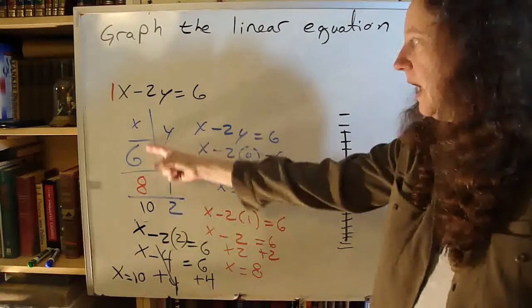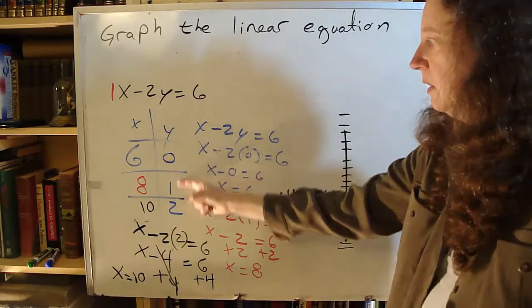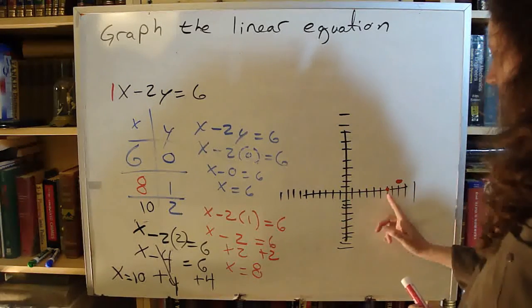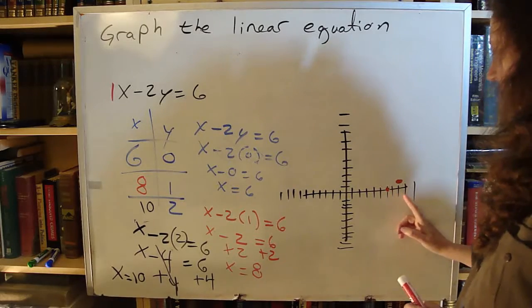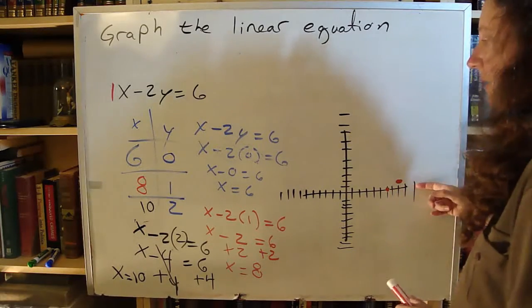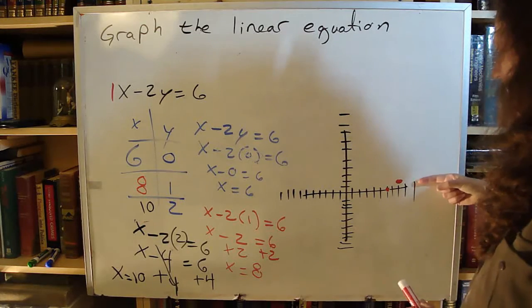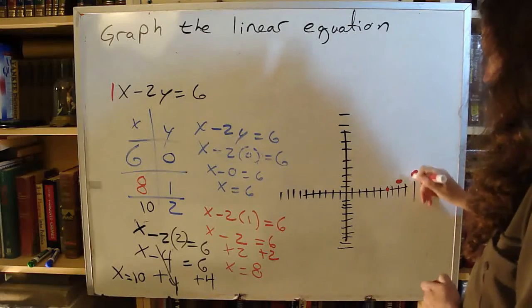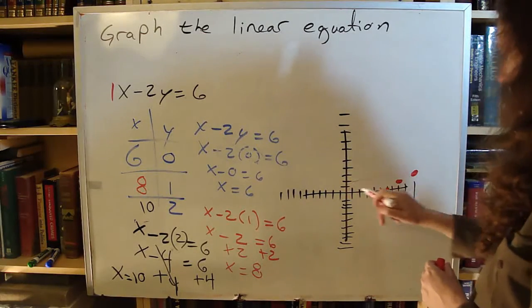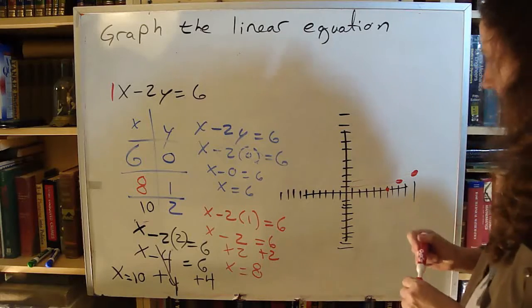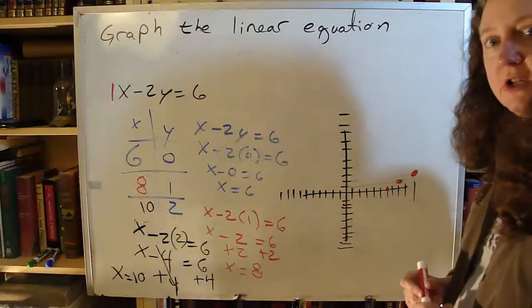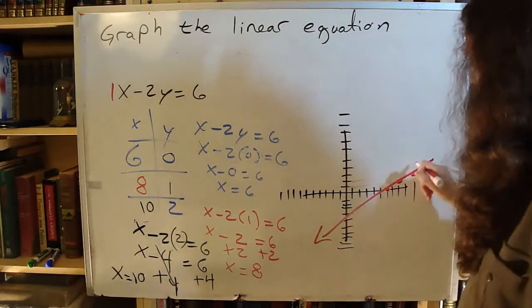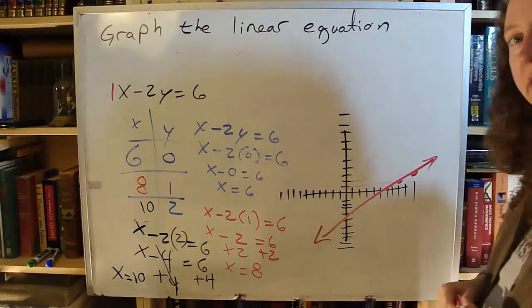Next spot, x is 10, y is 2. So I'm counting out to 10. So that was 6, 7, 8, 9, 10. And I'm counting up 2 spaces. So 1, 2. So I put my dot right there, because that is up 2 spaces. Finish up the graph, draw my line, put my arrows on it, and it's done.